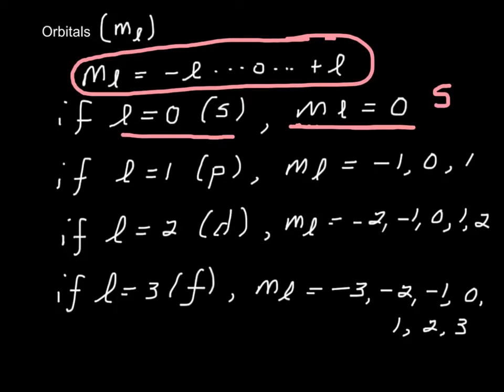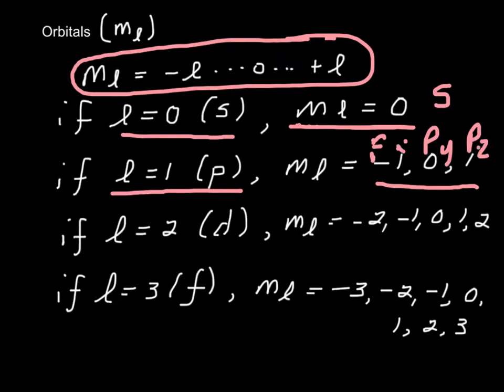If L equals 1, which is a P sublevel, that means, so minus L to plus L, it could be minus 1, 0, and 1. So P sublevels have 3 pieces. And you might have learned them as the PX, the PY, and the PZ. Or you might just somewhere in your distant memory have a picture of flower petals or barbells or something. We'll look at that shape in a minute.